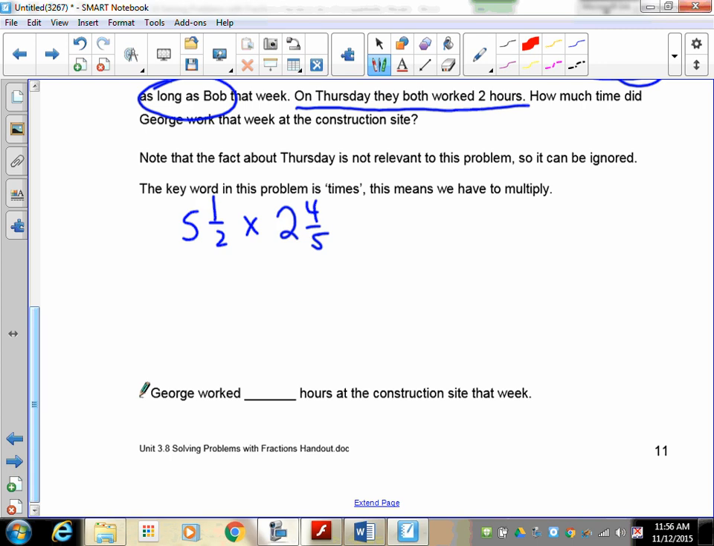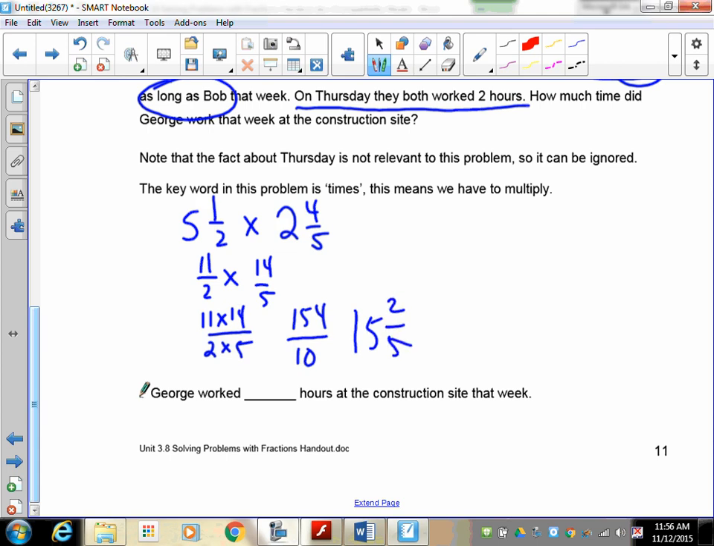First thing you need to do is to convert the 5.5 and the 2 4/5 into improper form so we can multiply them. Remember, you cannot multiply them when they're in mixed form. So 2 times 5 plus 1 is 11/2. 5 times 2 plus 4 is 14/5. So there are your two mixed to improper conversions. Next, 11 times 14 over 2 times 5. 11 times 14 is 154. And 2 times 5 is 10, which when you reduce it is 15 2/5. So George worked 15 2/5 hours at the construction site that week.